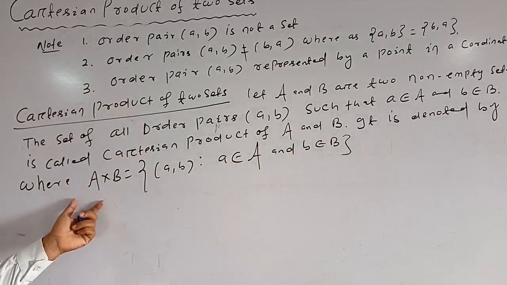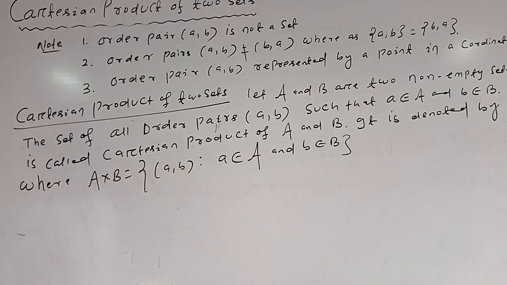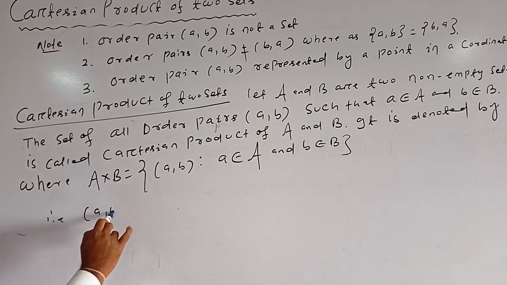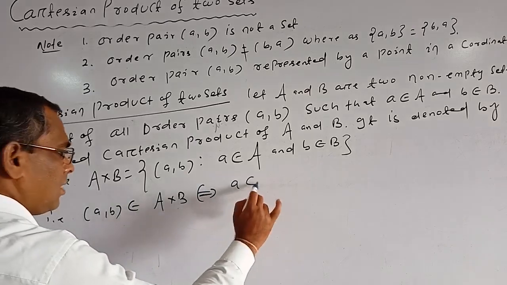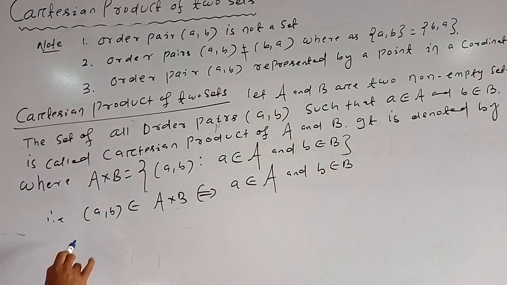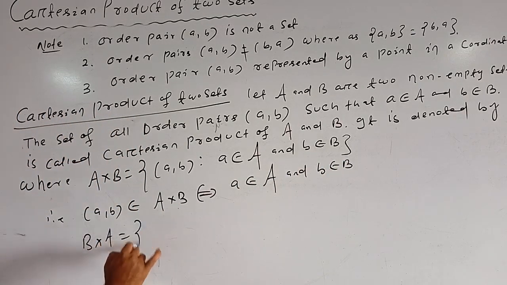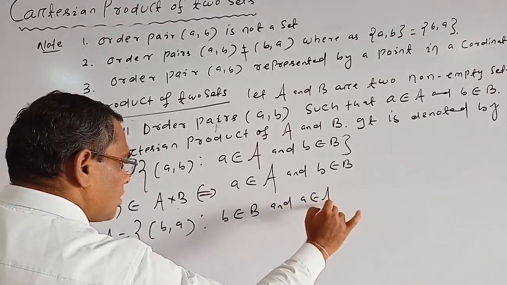So the Cartesian product A cross B is equal to the set of ordered pairs (a, b) such that small a belongs to capital A and b belongs to capital B. That is, the ordered pair (a, b) belongs to A cross B means a belongs to capital A and b belongs to capital B. Okay, and B cross A means the set of ordered pairs (b, a) such that b belongs to capital B and a belongs to capital A.